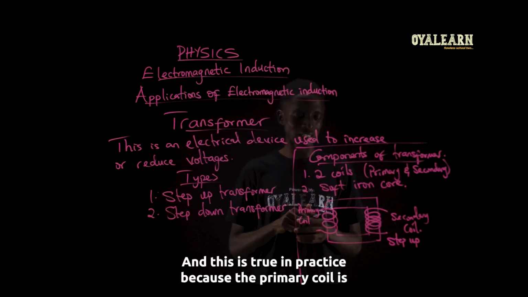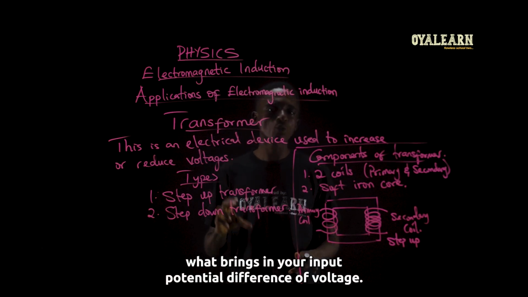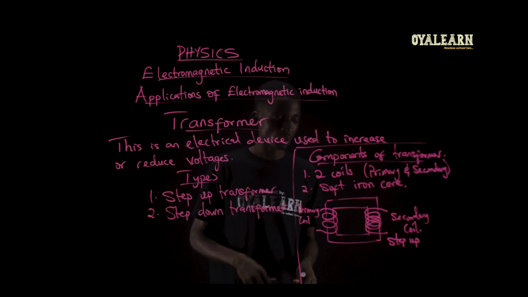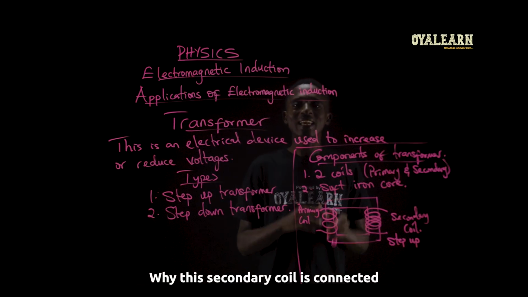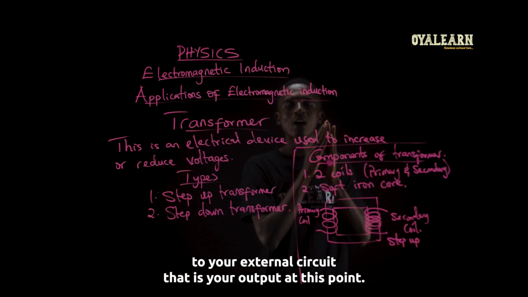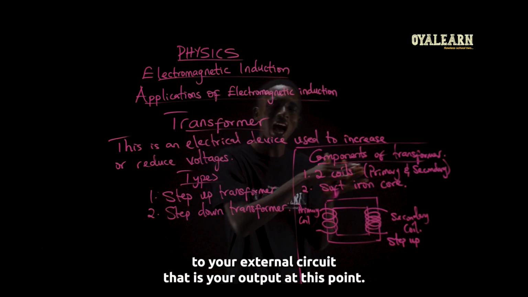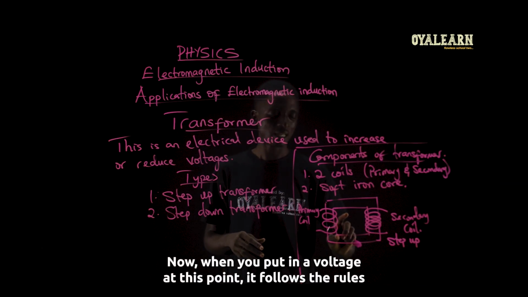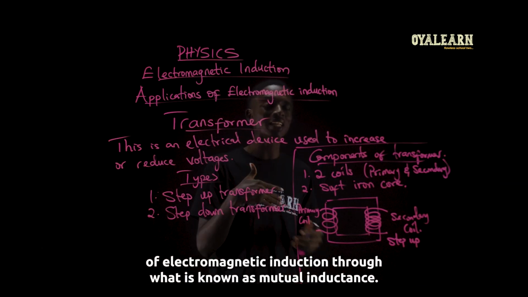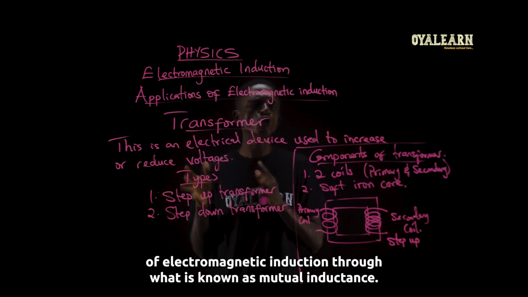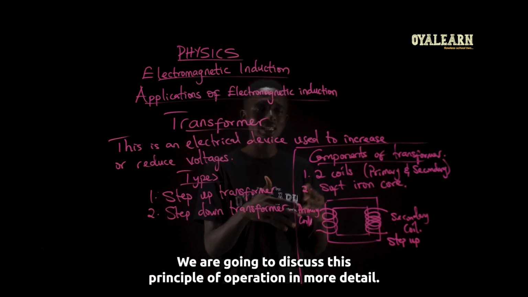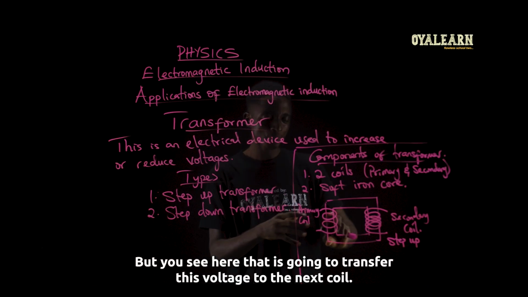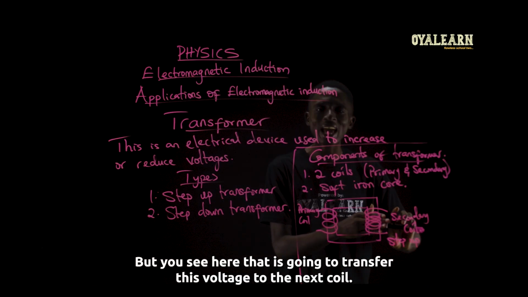And this is true in practice, because the primary coil is what brings in your input potential difference or voltage, while the secondary coil is connected to your external circuit, that is your output at this point. Now, when you put in a voltage at this point, it follows the rules of electromagnetic induction through what is known as mutual inductance. We're going to discuss this principle of operation in more detail, but you see here that it's going to transfer this voltage to the next coil.